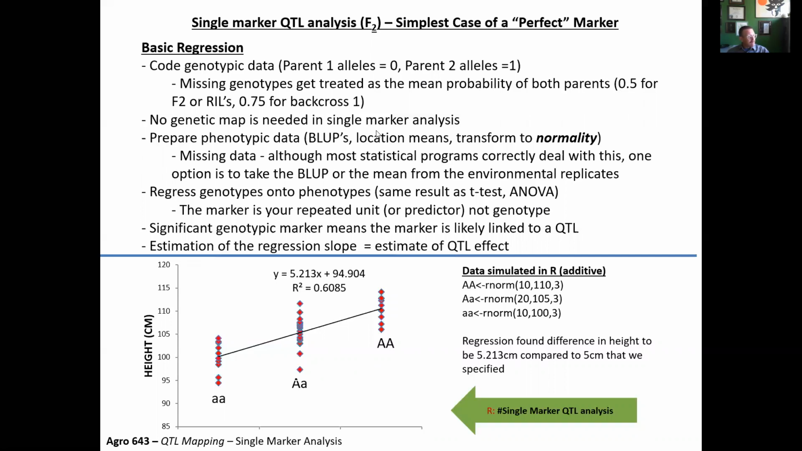We don't need a genetic map for the single marker analysis. We need to prepare our phenotypic data by getting best linear unbiased predictors, or some summary. We don't typically run each replicate separately, and averaging replicates within or especially across environments is definitely discouraged. Running a basic statistical model to get best linear unbiased predictors, or BLUPs, or BLUEs, best linear unbiased estimators, is a better strategy.